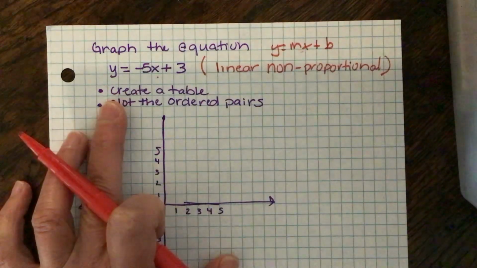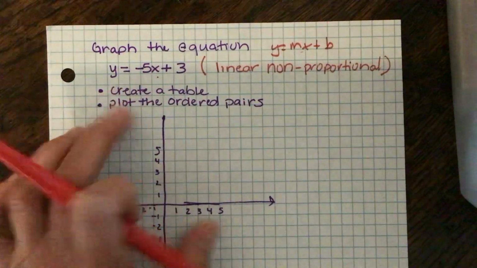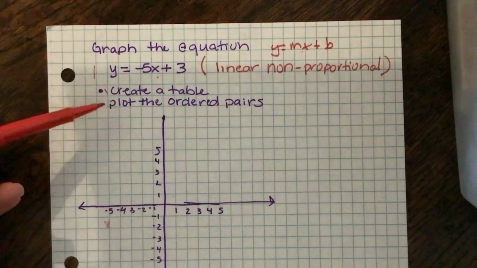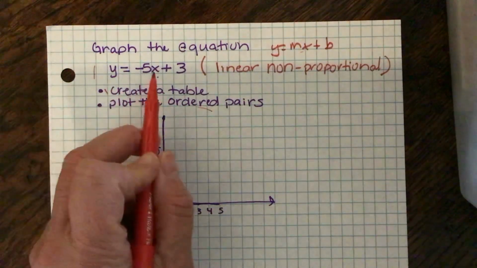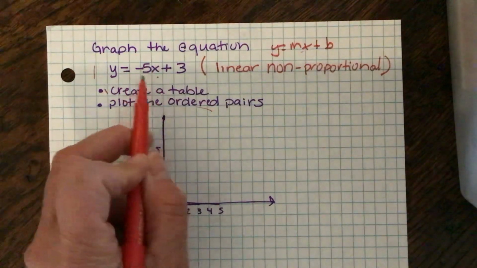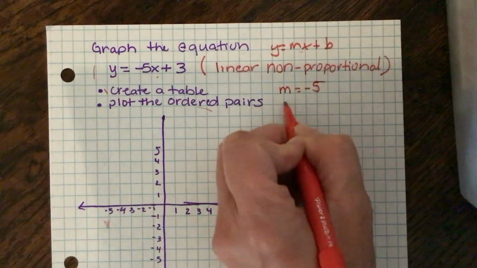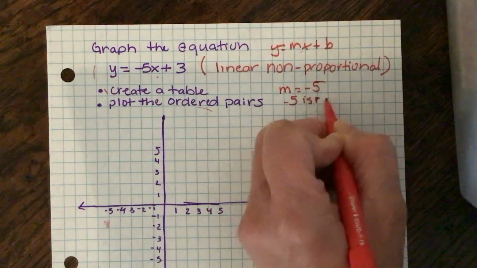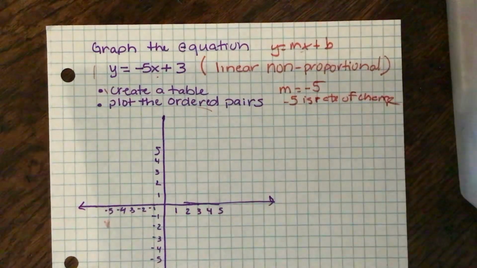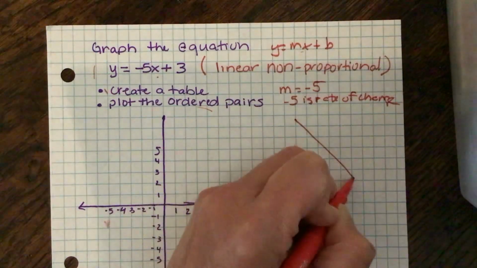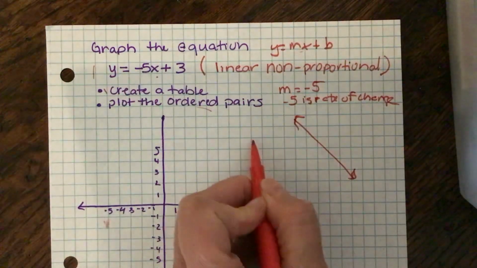We're going to use the same strategy. When you want to graph the equation, the strategy is to create your table, and through the table you're going to get ordered pairs, and then you're going to plot those ordered pairs. We know that our rate of change is negative 5. m is negative 5. That means negative 5 is our rate of change. And it's going to, again, look something like this. So I'm just going to create the table over here.